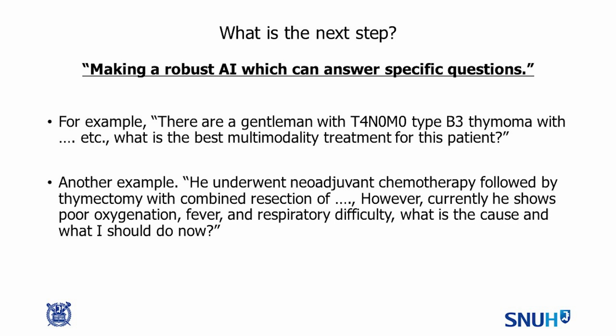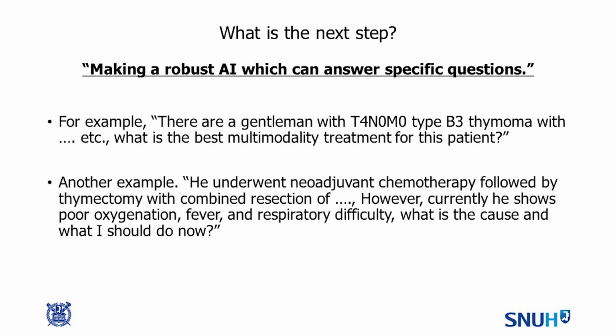So it's my idea: what will be the next step using AI? If we develop AI using our database, huge big data, then in the near future we can ask the AI, there is a gentleman, a patient who has a T4 or B3 thymic tumor. Should I operate? Or what is the best multimodality treatment? Then AI can answer that. But currently, when we ask this question to ChatGPT, the answer is very unclear. The answer is, please meet your doctor.